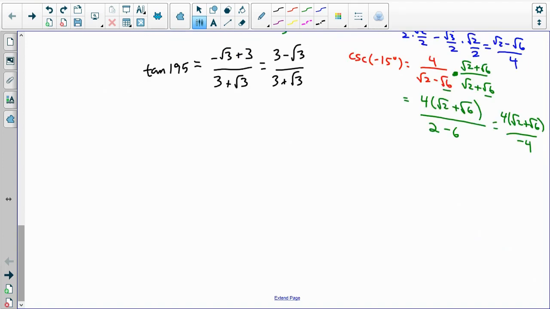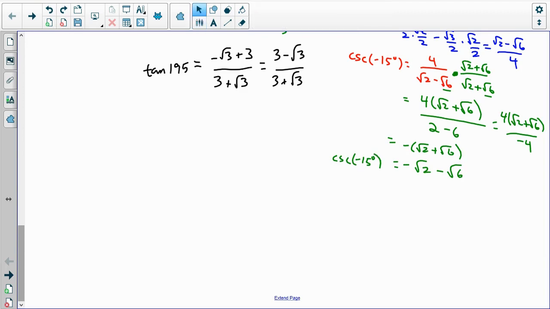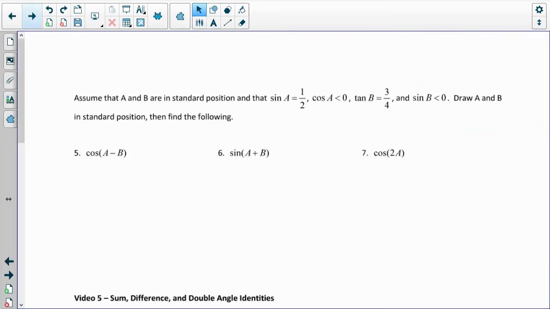And that, I can just cancel off the 4 and negative 4, and that becomes negative 1. So it's negative root 2 plus root 6, which if I wanted to distribute, that is negative root 2 minus root 6. So that is the cosecant of negative 15 degrees. We'll do one more problem on this video.